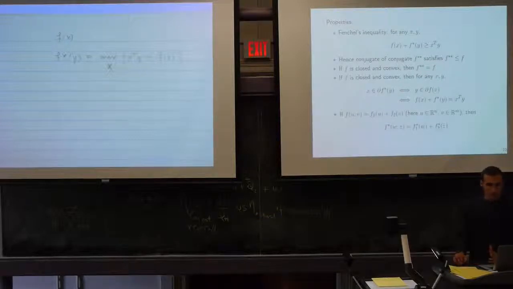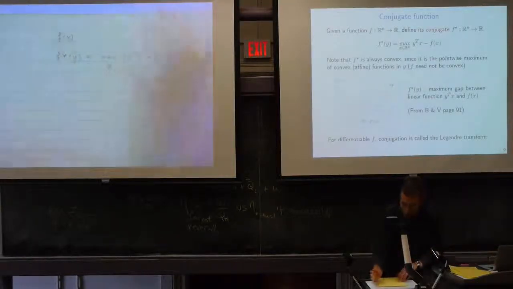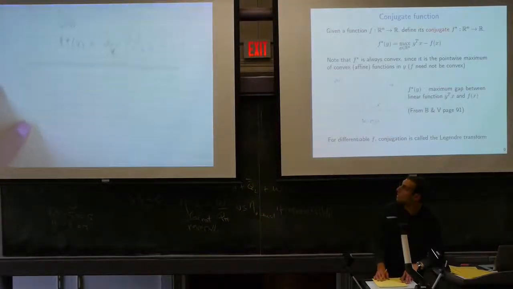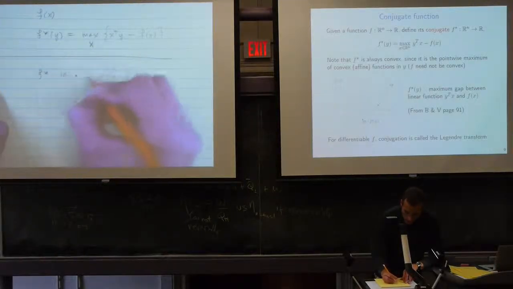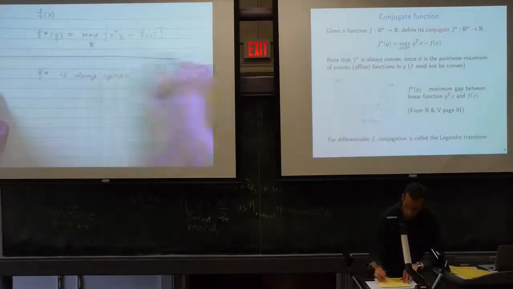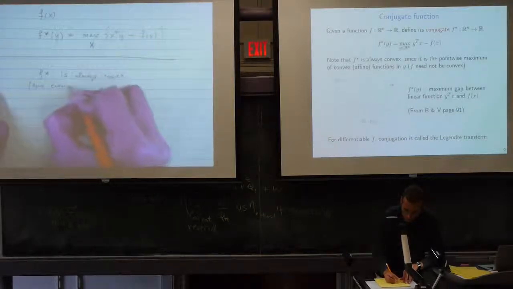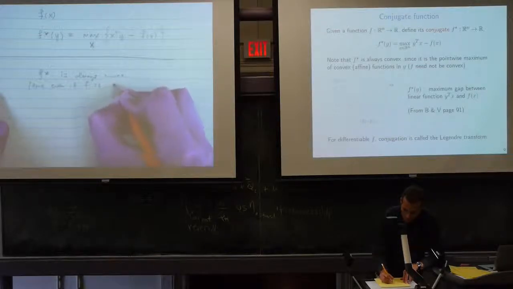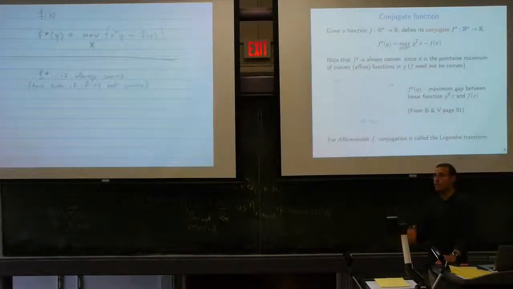So we get a bunch of properties from conjugates, and I almost skipped over one of the most important ones. It's reminiscent of what we learned for duals. One property is that f star is always a convex function, even if f is not convex. This should remind you of the fact that the dual function is always a concave function, even if the original optimization problem was not a convex optimization problem.